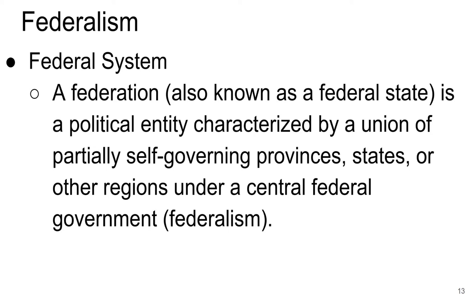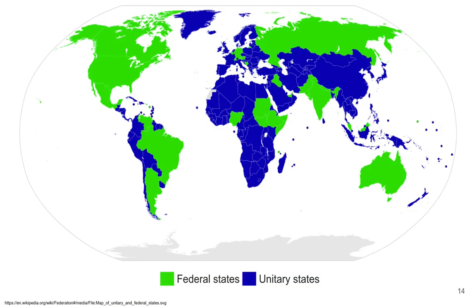It's almost the end of the semester. The power lies in the states except for those powers that are specifically enumerated and given to the federal government. And then we've got green federal states and the blue unitary states where there's a strong central government that is controlling pretty much everything. Federal states, for example, the United States, Mexico, Canada, where there is a central government. However, there's power sharing in operation between the central government and the local states, which in other countries would be provinces.